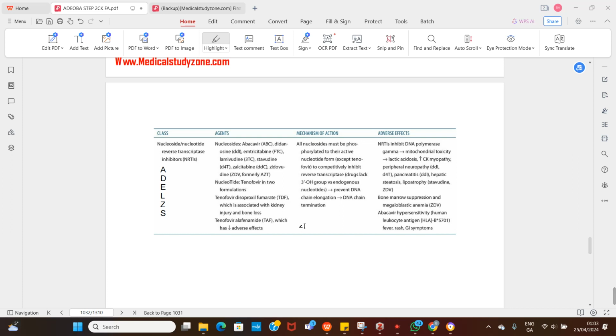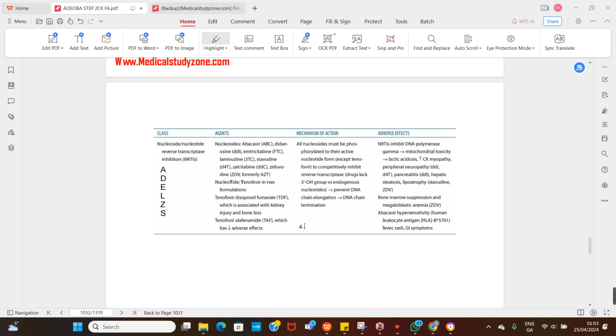Zidovudine is not a friend of the bone marrow. So zidovudine is a bad guy to the bone marrow. In fact, it exerts more of this DNA polymerase gamma inhibitory activity on the bone marrow. So when it inhibits the DNA polymerase gamma activity severely in the bone marrow, it's going to impair DNA replication. And because we know that DNA replication is very essential for proliferation of our blood cells, white blood cells, red blood cells, the platelet, because of that, it's going to cause pancytopenia, essentially bone marrow suppression.